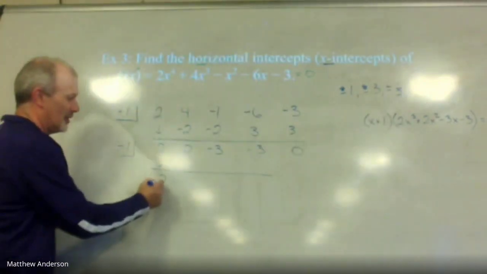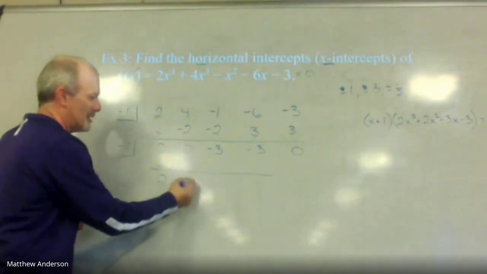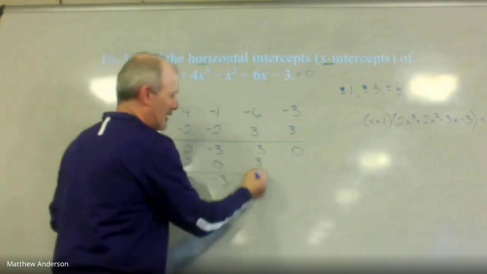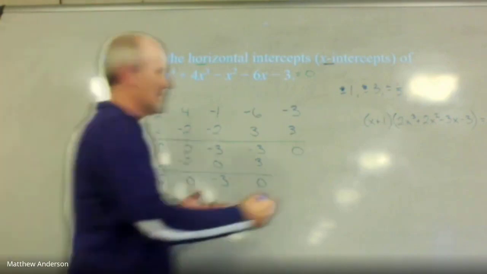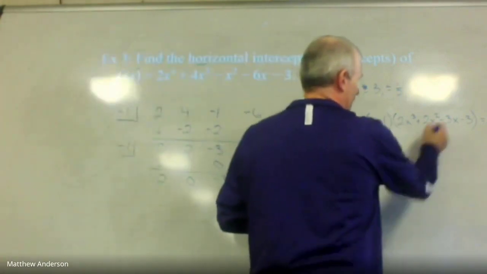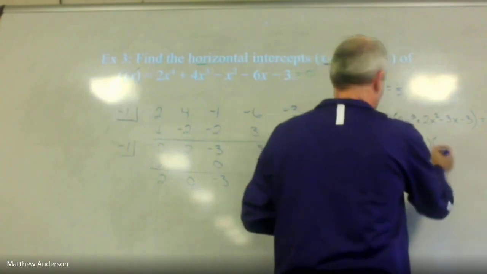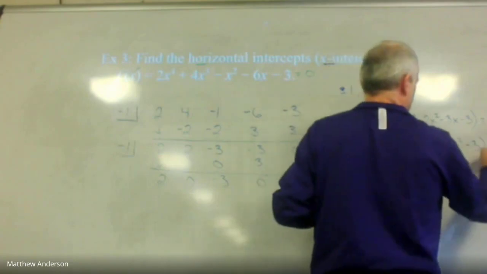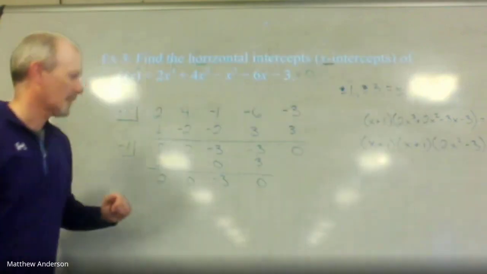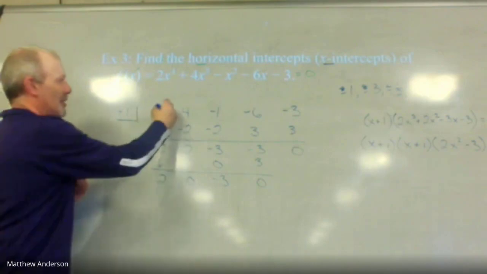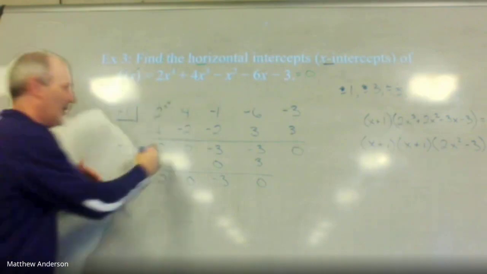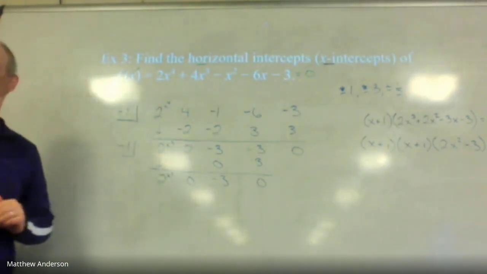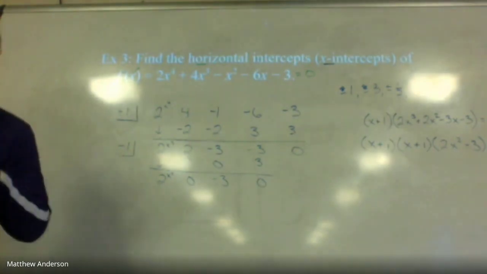We bring down the 2. Multiply, you get -2. That adds to be 0. Multiplies to be 0. Adds to be -3. Multiplies to be 3, and adds to be 0. So that one works again. So what that means is we have the x plus 1. Then this broke down into x plus 1 again with 2x squared minus 3 left over. Okay, does that make sense? Because this one was x to the 4th. Power goes down by 1, so now it's x cubed. Goes down by 1 again, so now it's x squared. And so every time you divide, that power goes down by 1.